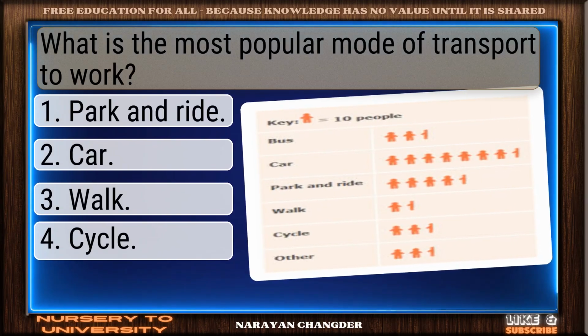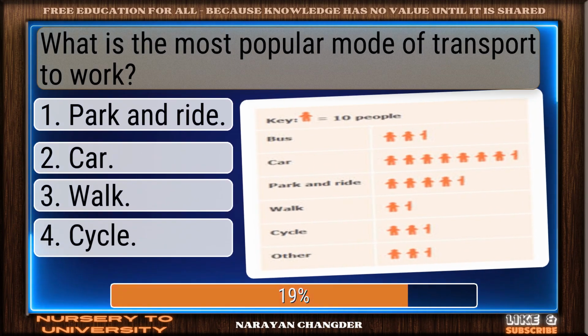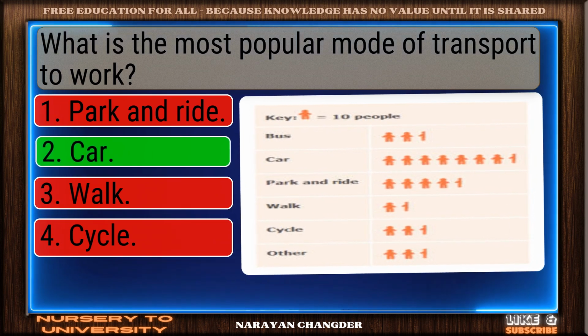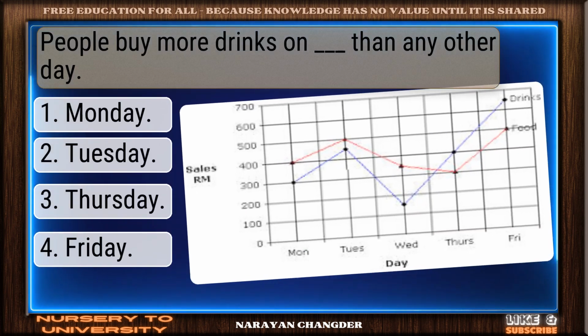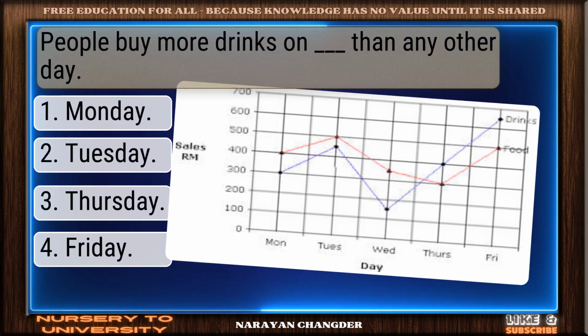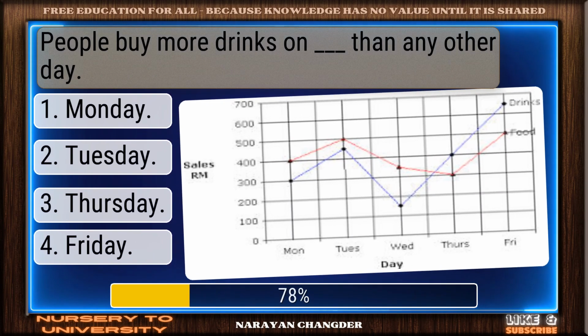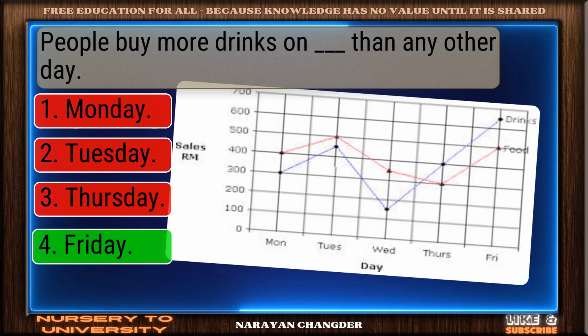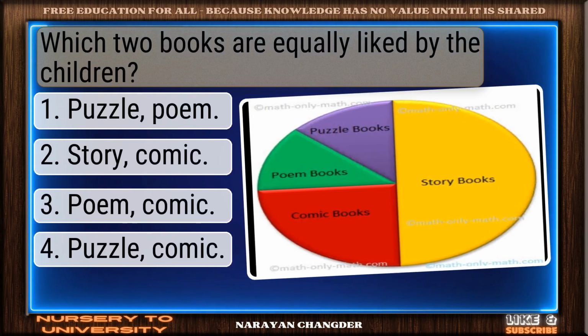What is the most popular mode of transport to work? You got it! Your choice car is right. People buy more drinks on Dash than any other day. Exactly. Friday makes sense, and it is the right choice. Which 2 books are equally liked by the children?